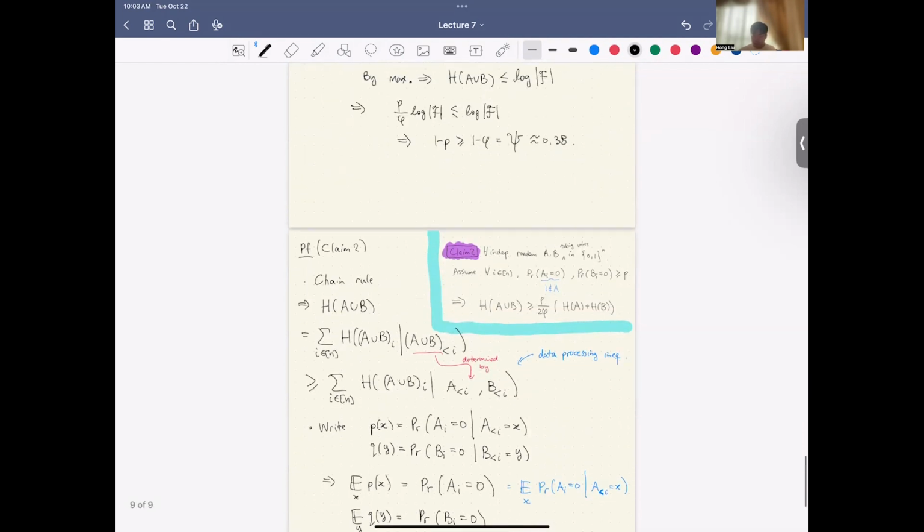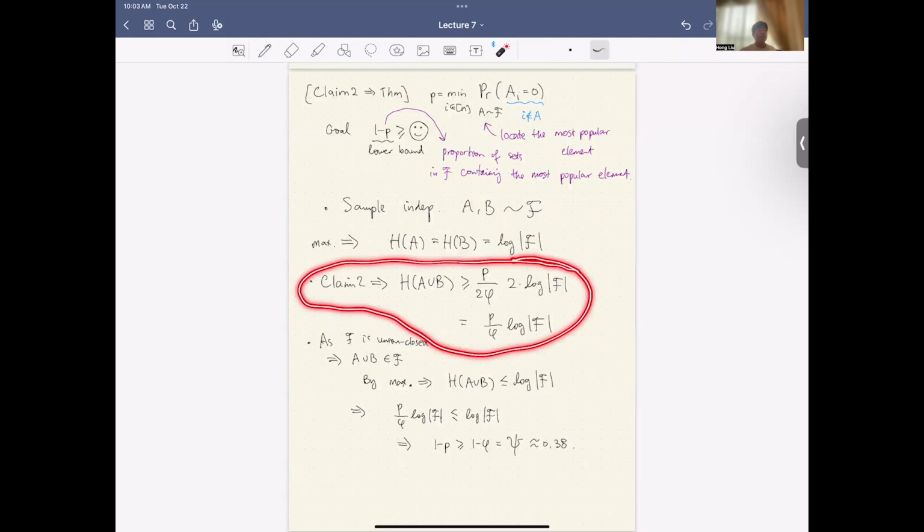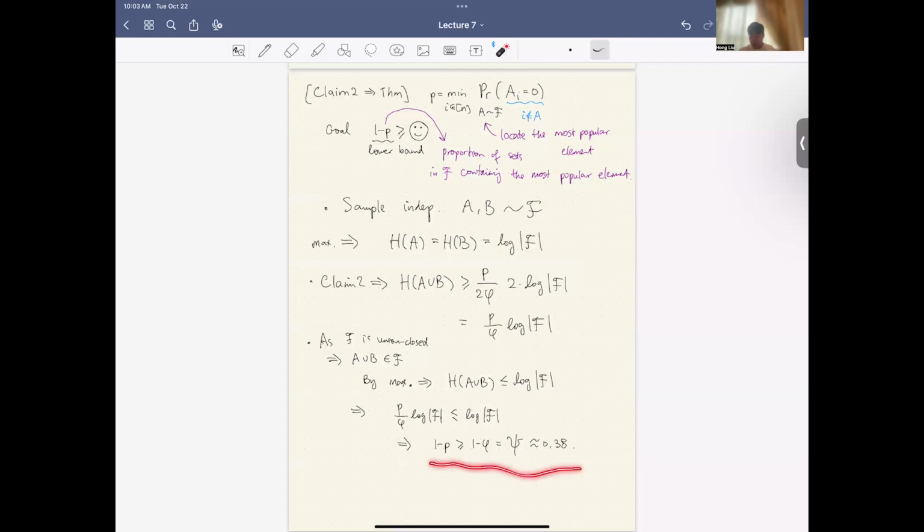Okay. If there's no question, next time where we're going to pick up is we know this claim 2 implies the result we want. All right. Just using the claim, we will get the lower bound on the entropy of the union of two uniform random sample sets from F. But by union closeness of the family, this union of these two random sets again is a random set from F. By maximality, it has entropy at most log of the range, which is the size of F, which then gives us a lower bound on the proportion of sets containing the most popular elements.